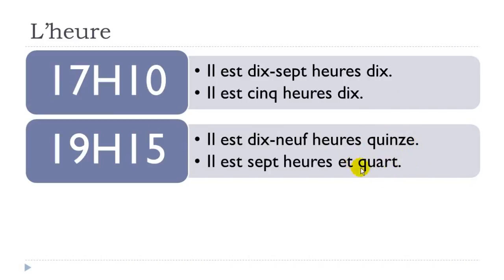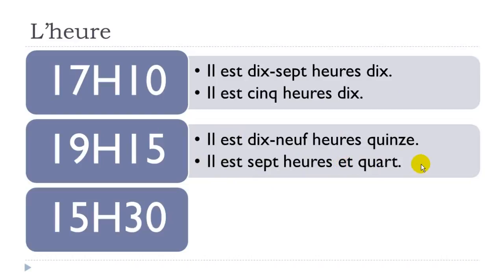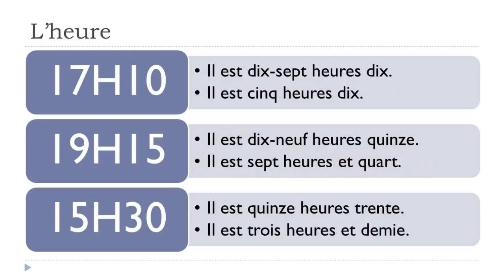It's to use this écart, écart. Il est 7h15. First one, il est 19h15, or then, il est 7h15. Il est 15h30, 30, or then, il est 3h30. Il est 3h30.